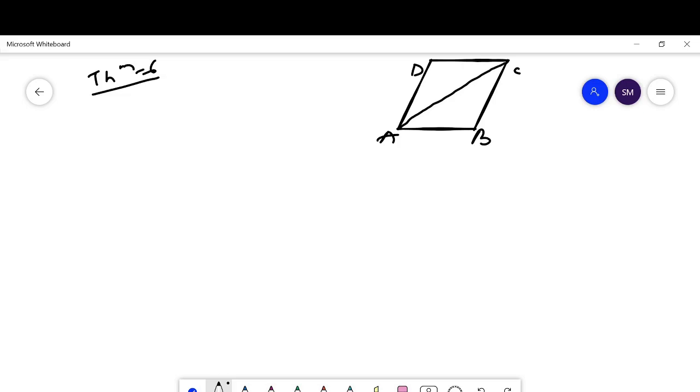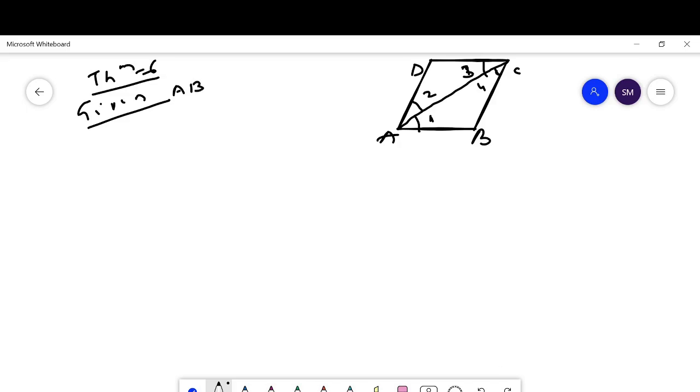The given condition is that the AC diagonal bisects angle A, which means angle 1 is equal to angle 2. Then here this is angle 3 and angle 4. What is given here? The theorem says, if a diagonal of a parallelogram bisects one angle of the parallelogram, it also bisects the second angle, and thus the parallelogram is a rhombus.